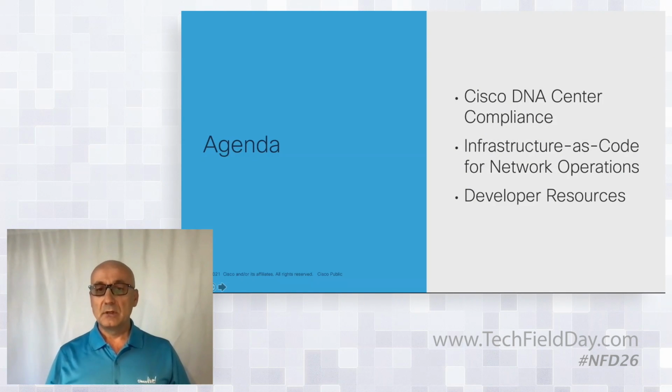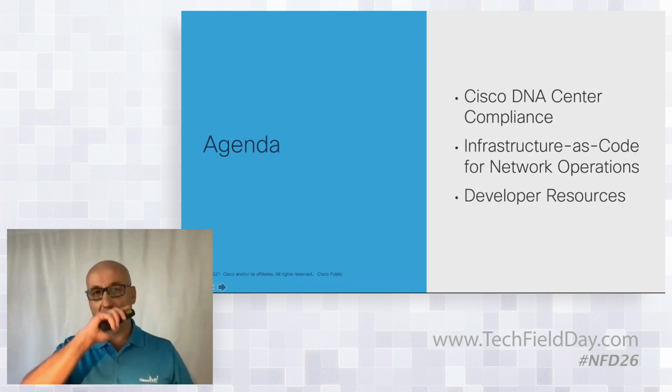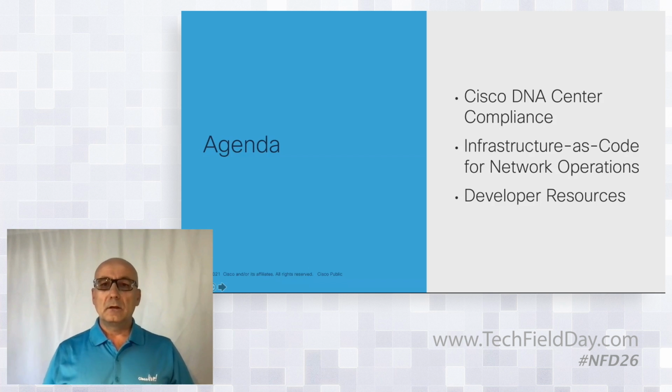Here's the agenda. First section, I have a few slides and a demo that will focus on Cisco DNA Center compliance. The second section covers infrastructure as code and some of the options we have to use code like Python, SDK, and Ansible for operations. The last section covers developer resources. It is a very short section with a number of different references for network engineers or developers where they can find repos, sample code, or information regarding the Cisco DNA Center libraries. Let's get started.